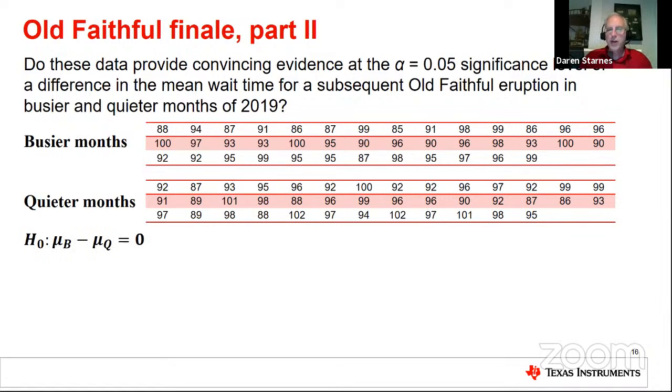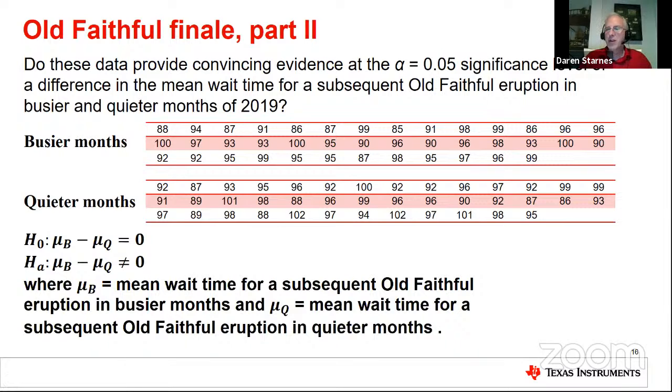So if we're going to do a hypothesis test, we need to start by stating our hypotheses. So I used B for busy or Q for quiet. And so our alternative just said, is there a difference in the mean wait time for a subsequent Old Faithful eruption? I might have led you to believe I thought it would be more common to be one way than the other, but that's not what the question says. The question says, is there convincing evidence of a difference? So that could be busier being bigger or quiet being bigger, either one. So we have a not equal to for our alternative.